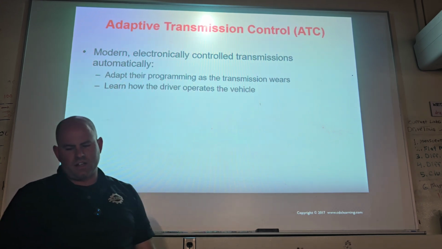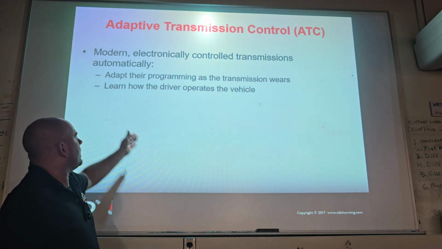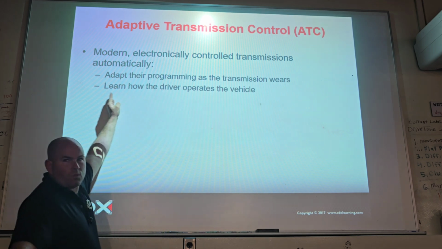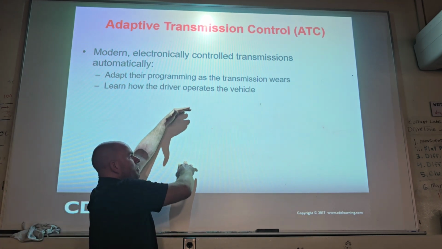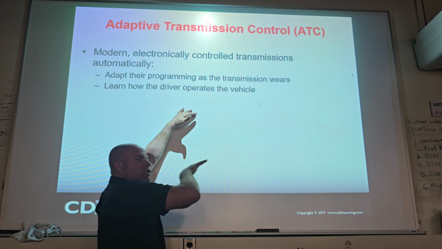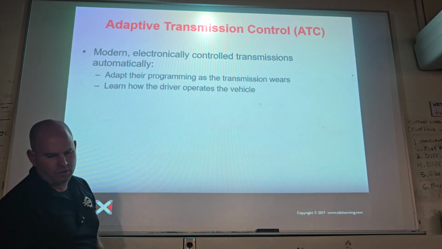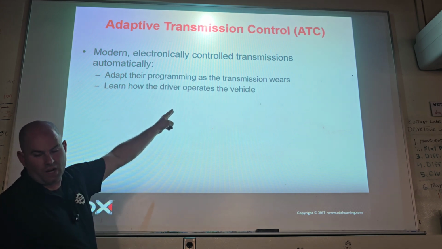And now here's that adaptive transmission control. So this is kind of like how it's saying it's going to adapt the programming as the transmission wears, right? So as that 60 thousandths clearance gets to be 100, it's going to fine tune the shifts to make it feel as good as possible for as long as possible. And it can also change how the customer drives it.